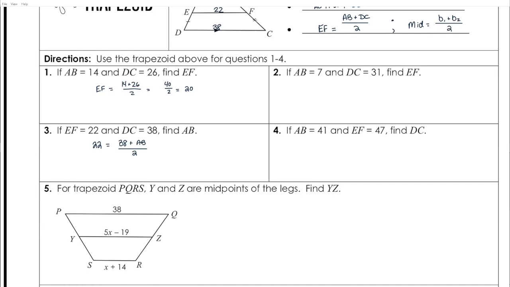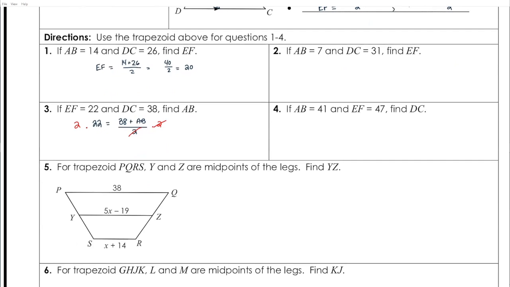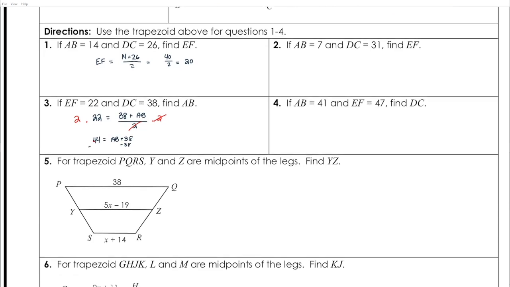I know you guys love fractions, so let's get rid of that. We're going to multiply both sides by 2 to clear that denominator on the right. So we get 44. 44 equals AB plus 38. One final step is we're going to subtract 38 from both sides. So we find the length of AB to be 6.